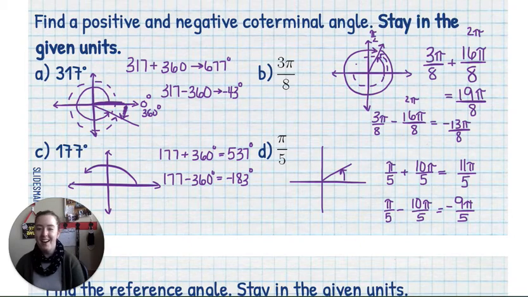Okay, so on 177 you added 360 to get 537 degrees, and you also subtracted 360 to get negative 183 degrees for coterminal angles. Over on this next one, we had pi over 5, so we added 2 pi, this time disguised as 10 pi over 5. So my positive coterminal angle is going to be 11 pi over 5. When we subtract 2 pi, we end up with negative 9 pi over 5.